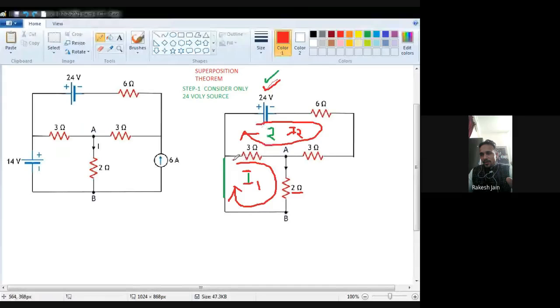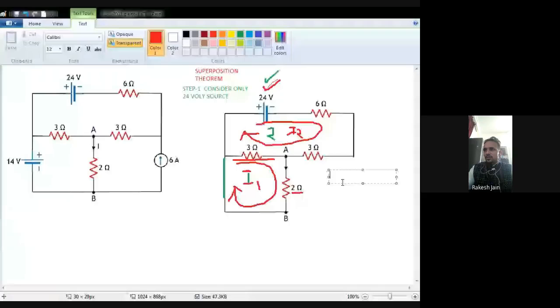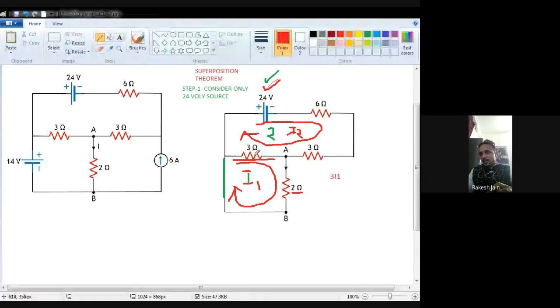So with the help of the superposition theorem, in step number one, I remove all the sources and consider only the 24 volt source. There was a presence of a 14 volt source. To remove it, I just short it. So in green color you can see the short circuiting, and a 6 ampere source is also present. So I remove it by open circuit. When I open it, there is no meaning of that branch, so I remove that complete branch.